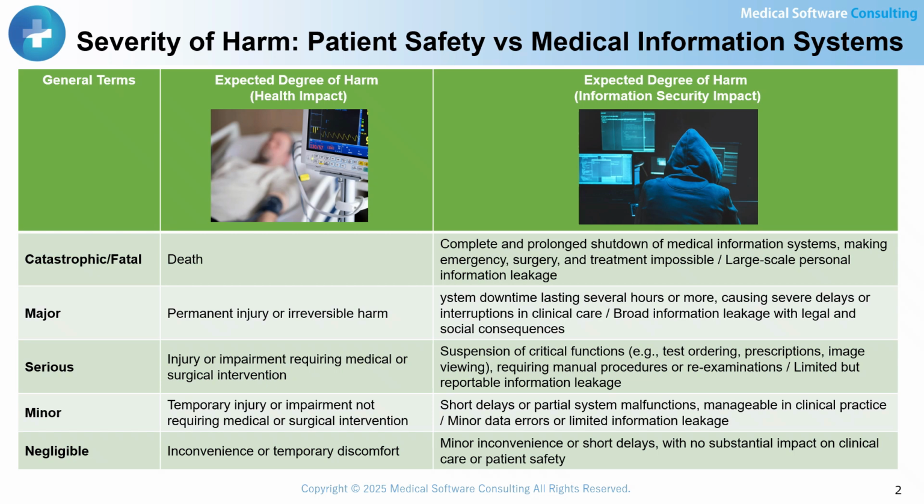In summary, when analyzing cybersecurity risks, use the patient harm axis when safety is directly affected, use the information security axis when clinical continuity or social impact is at stake, and apply both axes when the risk involves both aspects. This concludes our explanation of evaluating severity of harm from the perspectives of both patient safety and medical information systems.